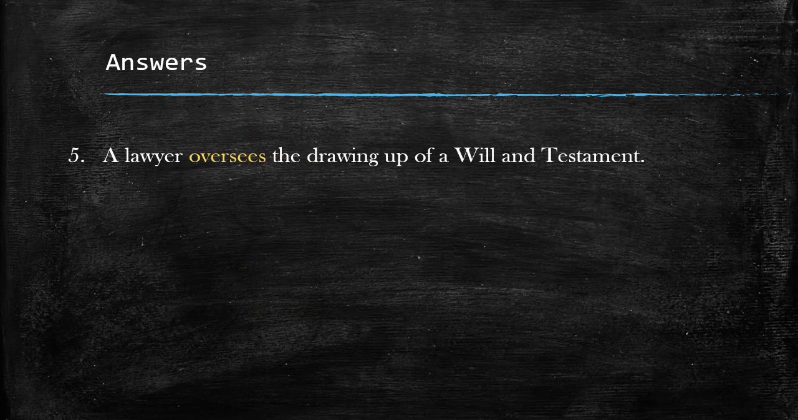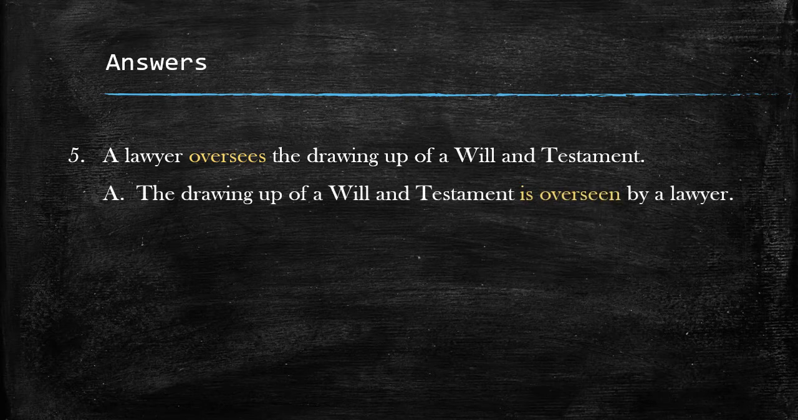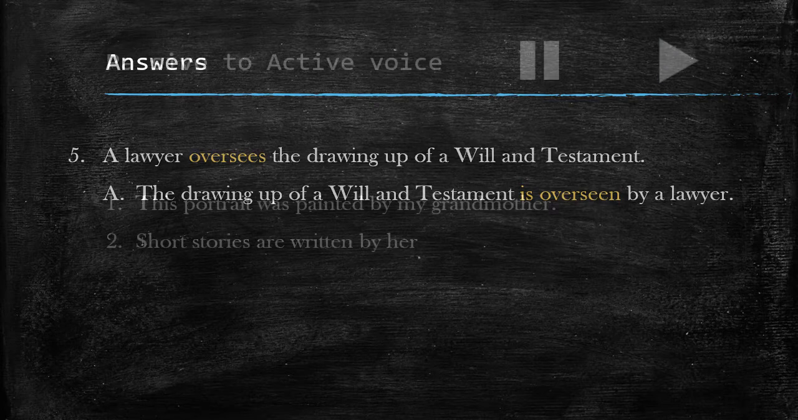Number 5, maybe a trickier one. Let's have a look. A lawyer oversees the drawing up of a will and testament. The drawing up of a will and testament is overseen by a lawyer. Yes, that entire part is the object, the drawing up of a will and testament. Even though drawing up sounds like a verb, in this case it is used as an object. We don't have to include the words by a lawyer in this answer.